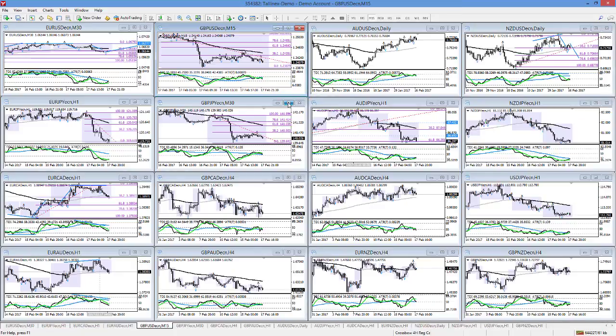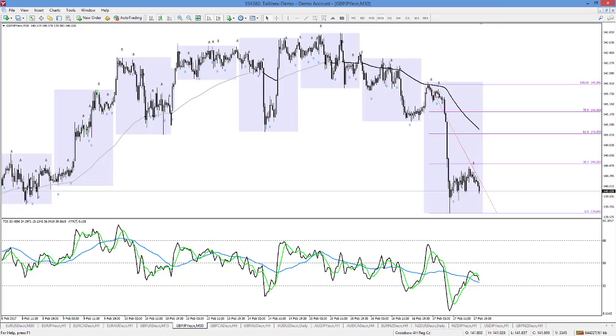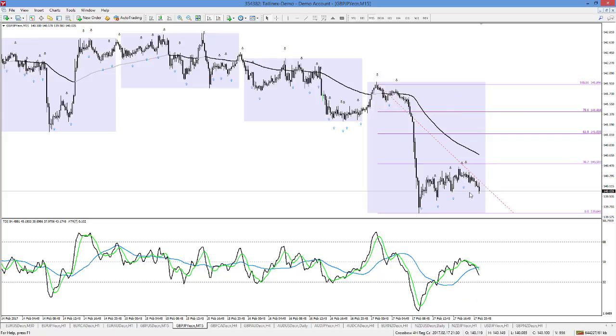That's pound dollar. Let's look at the pound yen. Almost the exact same setup here on the 30-minute. News, sell-off, bounce back, possible retest here, bullish divergence, and then a rally looking to get long. 15-minute, very much the same as the pound dollar.